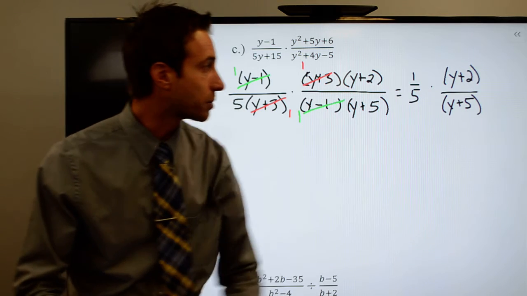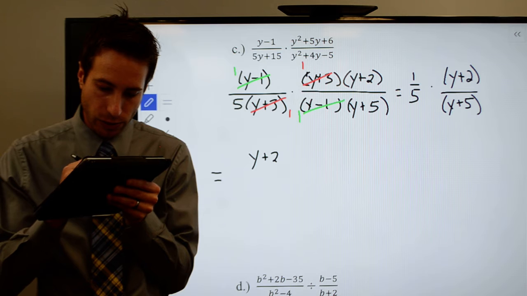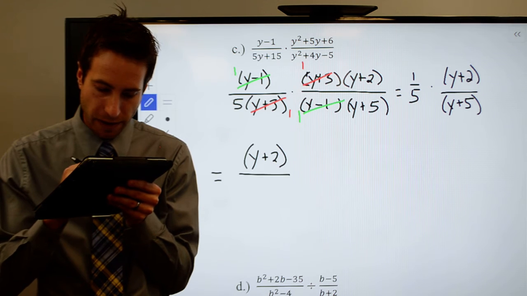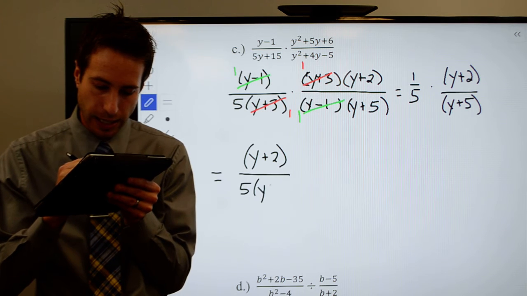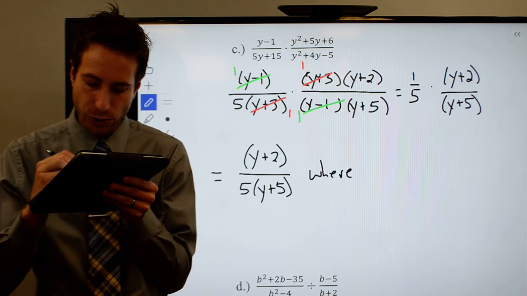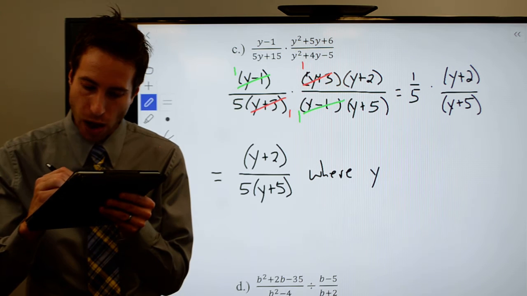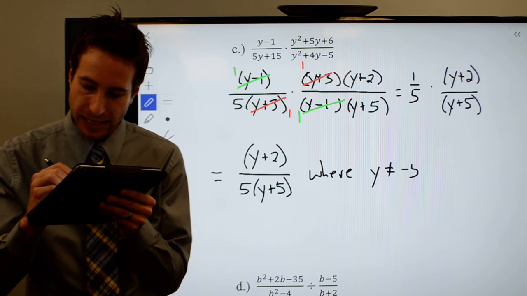Multiply the numerators, multiply the denominators, and you wind up with y plus 2 over 5 times the quantity y plus 5. Again, don't forget to restrict the domain because we can't have division by 0. And in this case, y cannot be a minus 5.